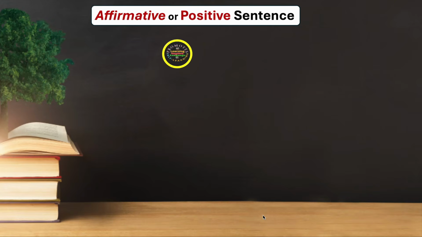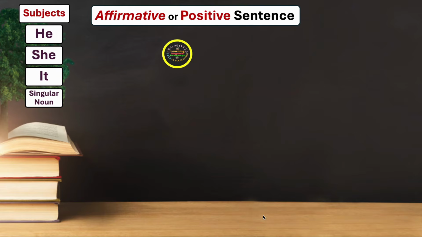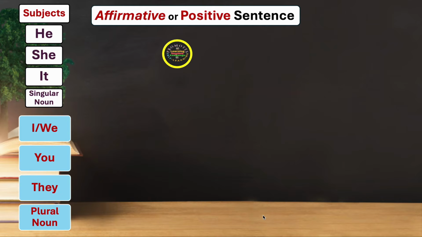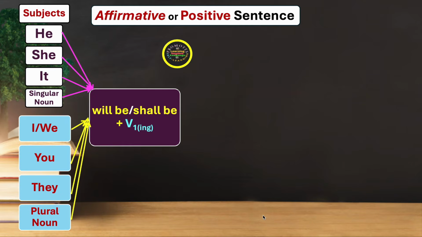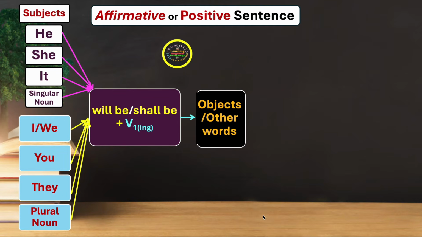Affirmative or positive form of sentence of future continuous tense. If we have the subjects like he, she, it, singular noun, I and we, you, they, and plural noun, in future continuous tense we use will be or shall be plus the first form of the verb and ing. Then we have objects or other words.